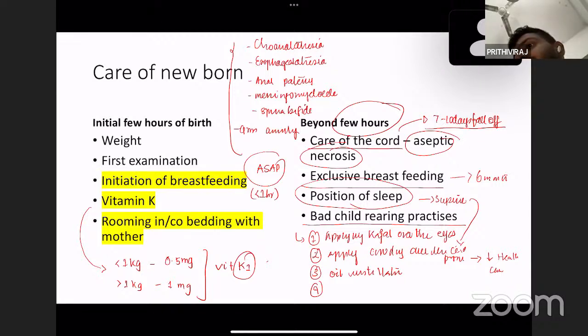And yeah, giving prelactal diets. What is prelactal diet? Prelactal feed. Whatever is given before the initiation of breastfeeding is known as prelactal feed. In our country, we give mostly honey and donkey milk, which are kind of prelactal feeds. These are the prelactal rearing practices.